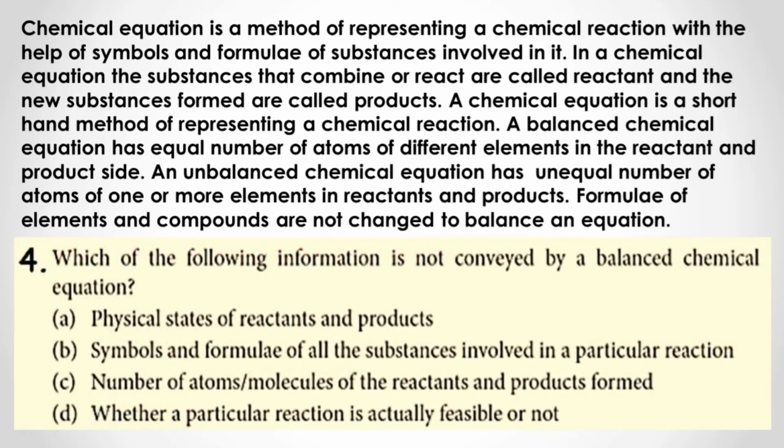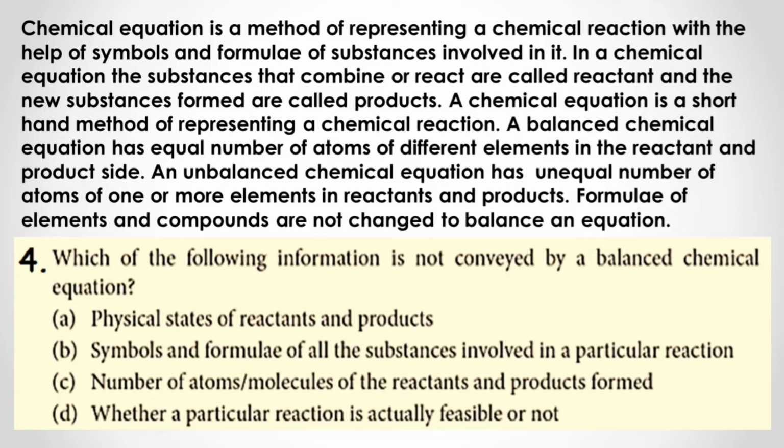Fourth question: which of the following information is not conveyed by a balanced chemical equation? A: physical state of reactants and products. We know that a chemical equation is complete when we write the physical state of the reactants and products, that is, whether they are present in the liquid state or aqueous state or whether they are released in the gaseous state, etc. So A is actually conveyed, so it's not the correct answer.